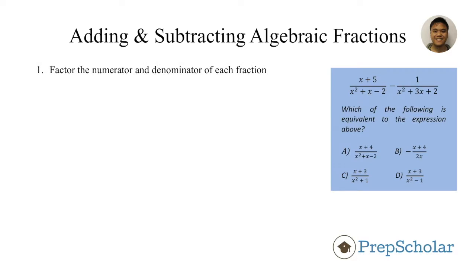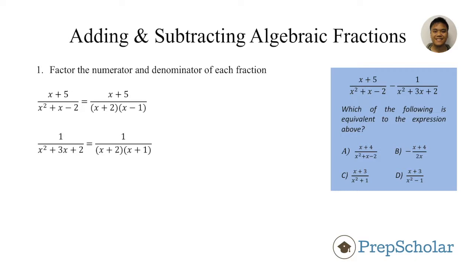First, we gotta factor the numerator and denominator of each fraction. Well, our first fraction is x plus 5 over x squared plus x minus 2. And we can't factor the numerator, but if we factor the denominator, we get x plus 2 times x minus 1. The second fraction is 1 over x squared plus 3x plus 2. And we can't factor 1, but if we factor the denominator, we get x plus 2 times x plus 1.